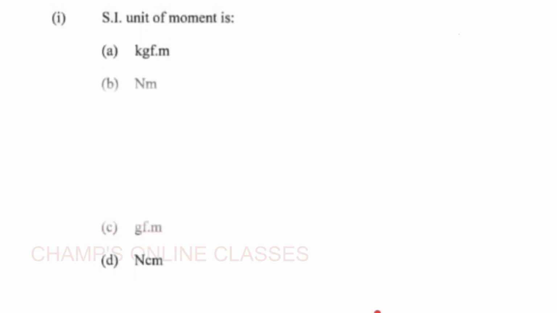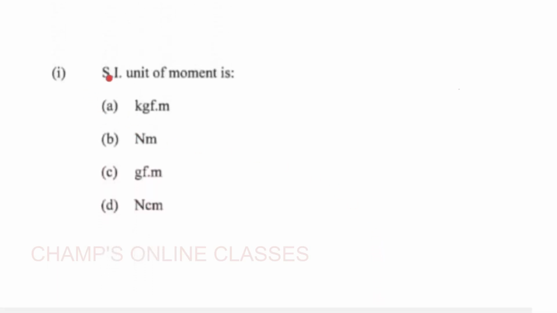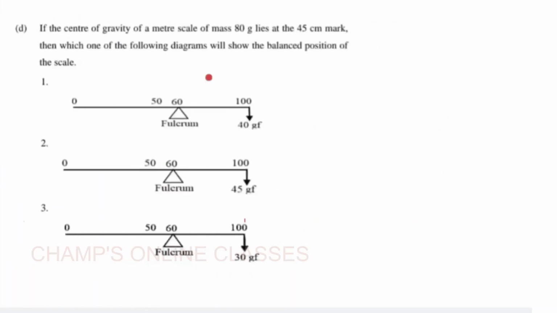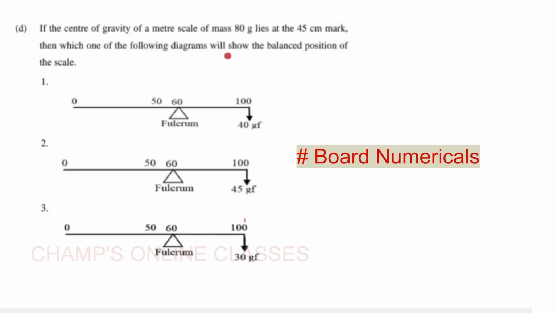Now let's start solving some board questions. The first, the easiest one: the SI unit of moment is, we know, Newton meter. Let's go on to the next question. If the center of gravity of a meter scale of mass 80 gram lies at the 45 centimeter mark, then which one of the following diagrams will show the balanced position of the scale? They are saying that this scale is balanced, that is, it is in equilibrium.